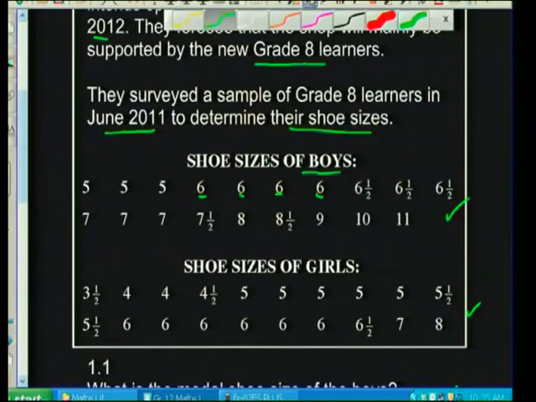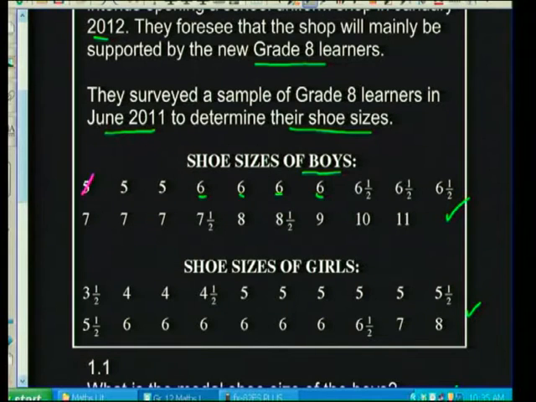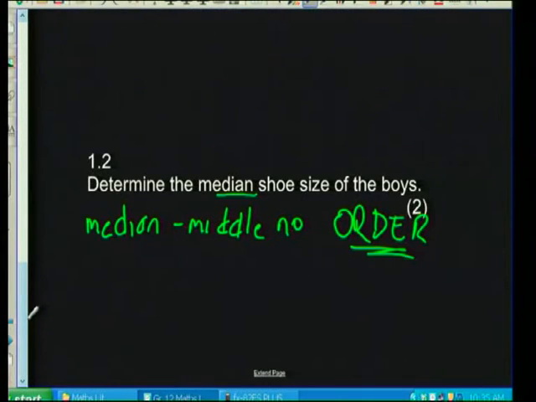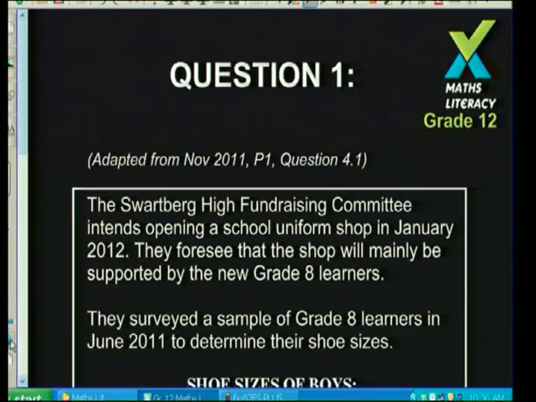So let's go back to our data, to the boys. I'm going to change colors so that I can actually cross them off. I'm going to start at the first and cross off the last, the second, and I'm just going to carry on crossing off until I get to at least 1 or 2 numbers. So carry on crossing off. Right, and I end up with 1 number. So clearly that must be my median. So my median is 6.5. Right, let's move on to the next question.